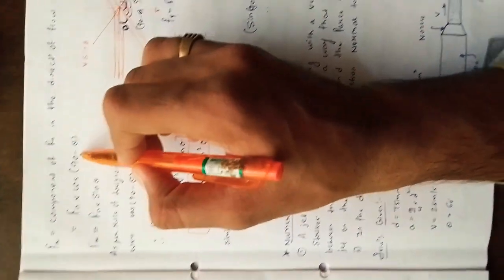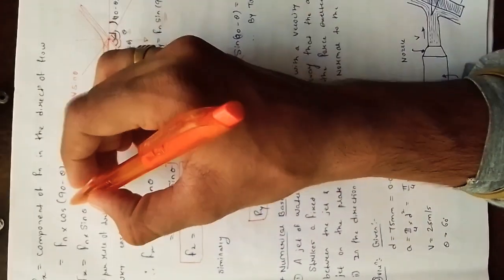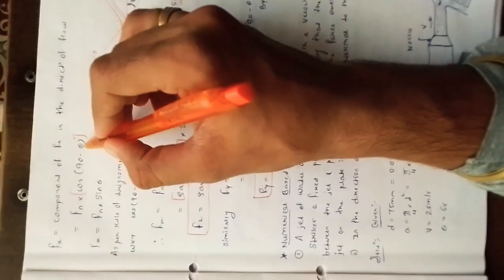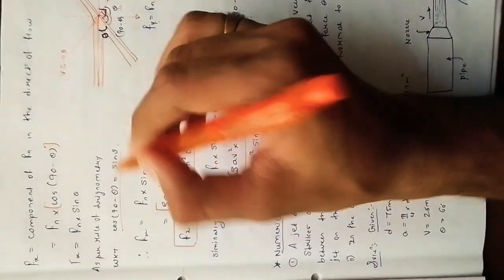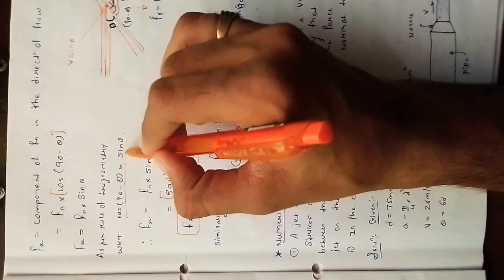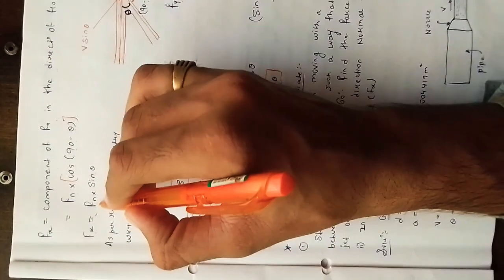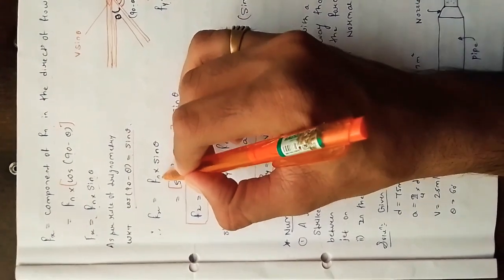So Fx equals Fn into cos 90 minus theta. With the help of trigonometry, cos 90 minus theta changes to sin theta. This is the rule of trigonometry: cos 90 minus theta is equal to sin theta. So we replace cos 90 minus theta by sin theta, and Fx equals Fn into sin theta. In the next step we will put in the equation of Fn.